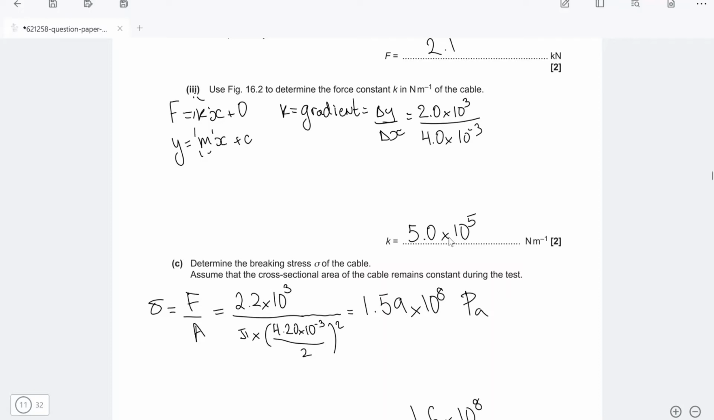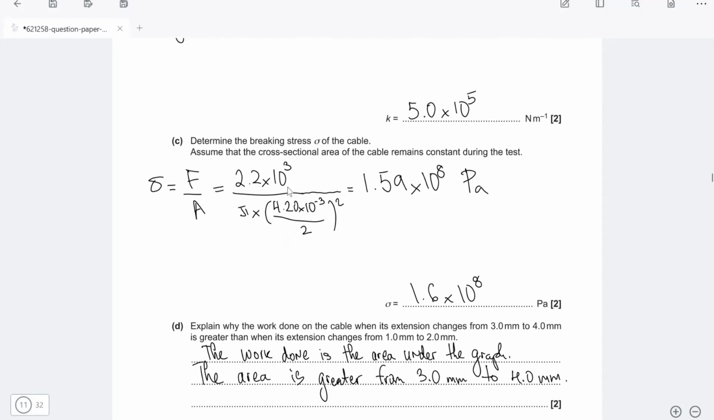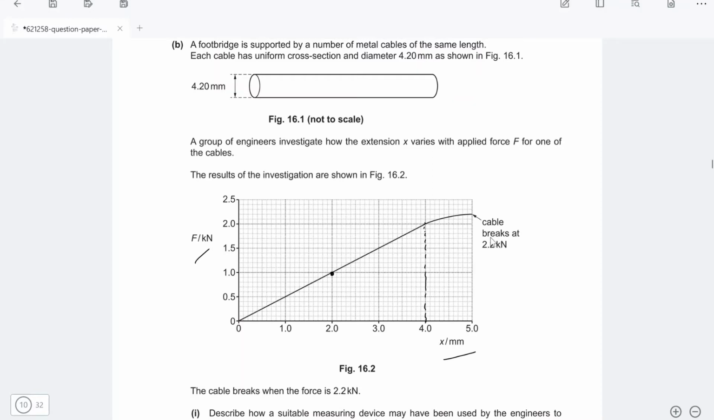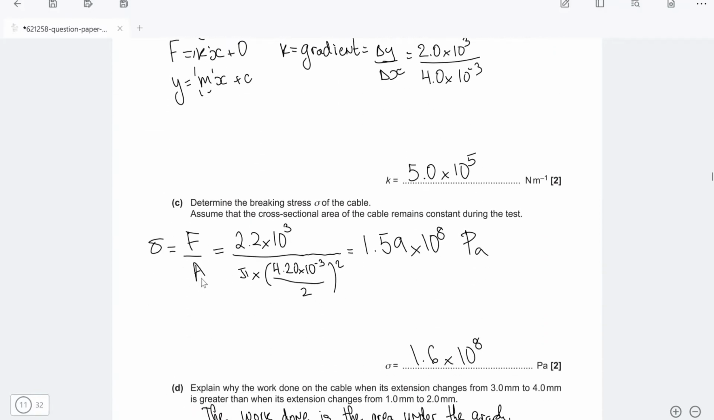Question C, determine the breaking stress of the cable, assuming that the cross-sectional area of the cable remains constant during the test. Okay, well, we're given the breaking force, 2.2 kilonewtons. So all we need to do is calculate the area and then essentially do that division, and we have the answer.